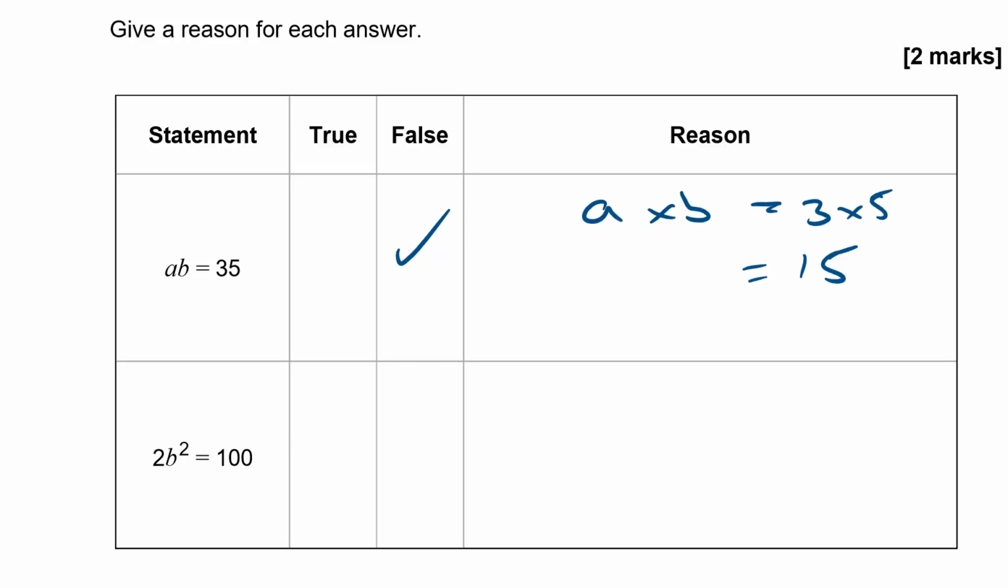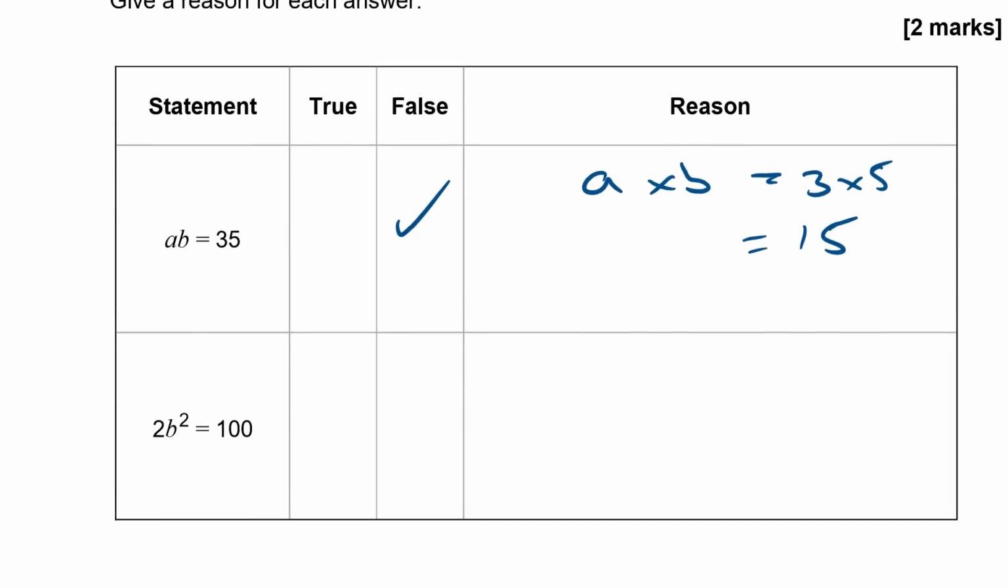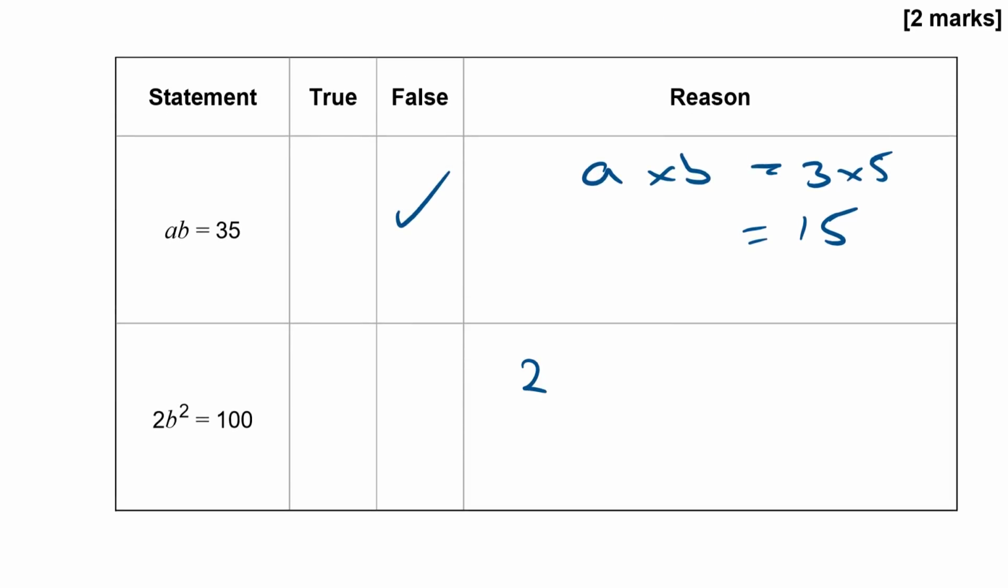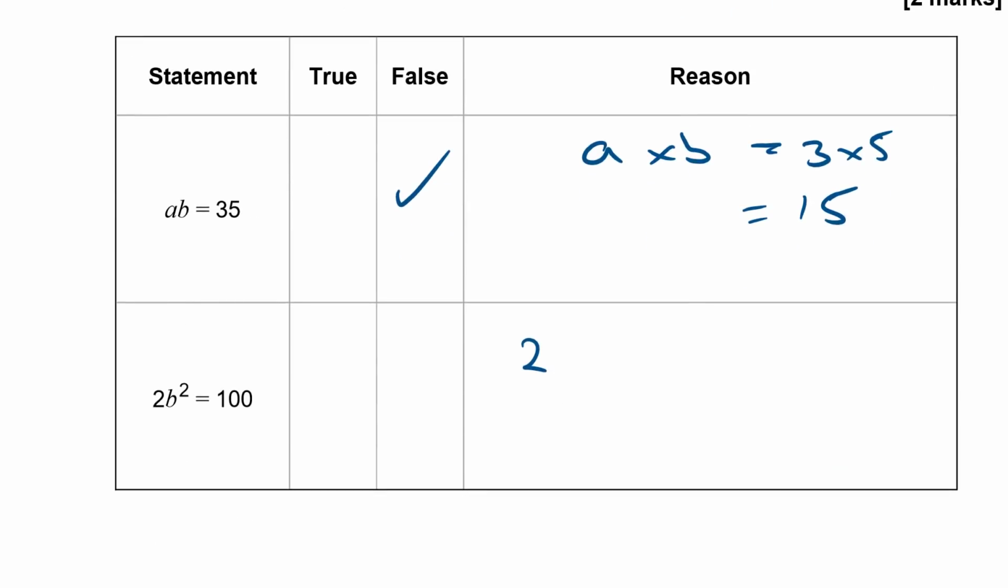2b squared is equal to 100. So 2 lots of b, we're saying b is 5, yeah? So 2 lots of 5 all squared, what's that equal to? Remember BIDMAS says do the indices first. That's 2 times 25 then, and 2 times 25 is 50. So again, that is false.